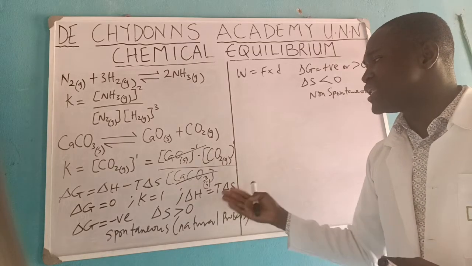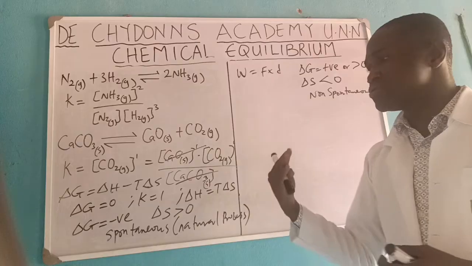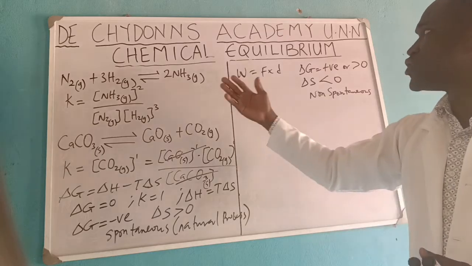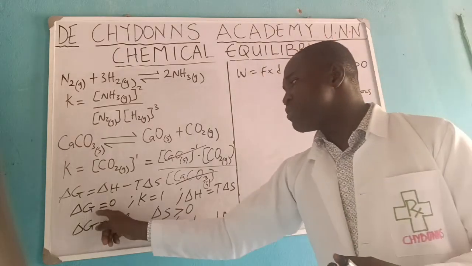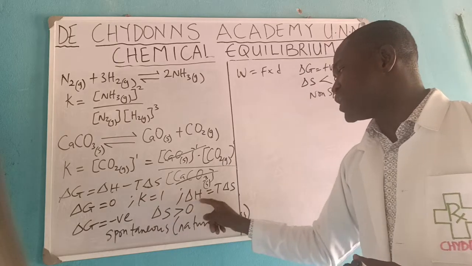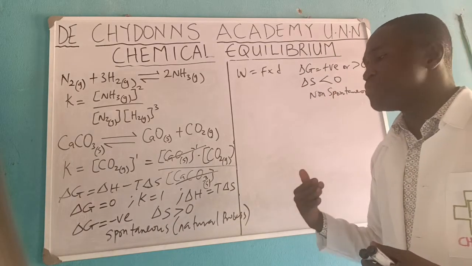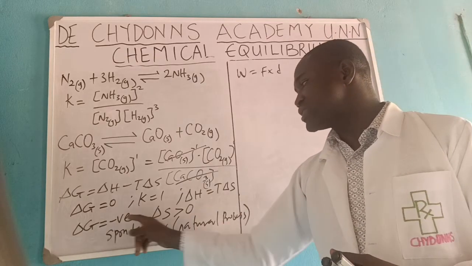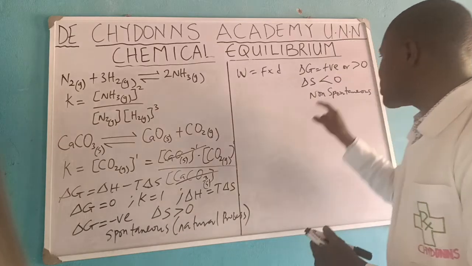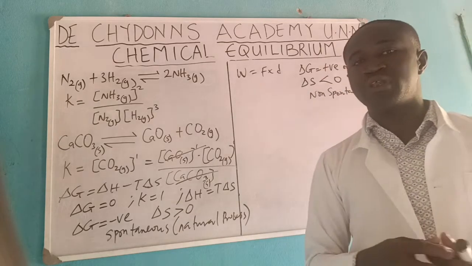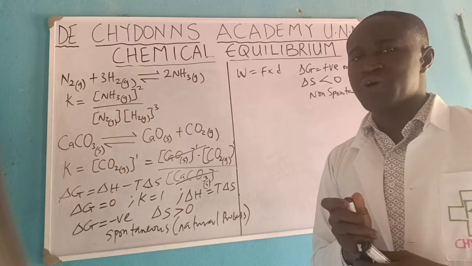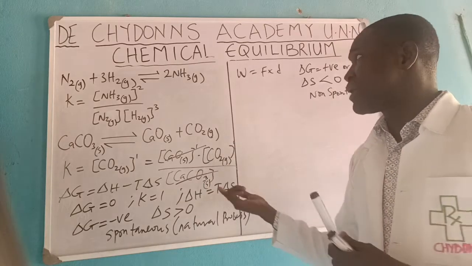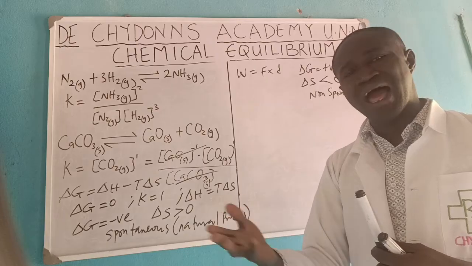So if you are seeing this in your JAMB, in your WAEC, in university, be able to understand the concept very well. For a chemical reaction to reach equilibrium, change in G will be equal to 0, K will be equal to 1, change in H will be equal to this. Then for it to be spontaneous, this is this and this is this. For it to be non-spontaneous, the opposite will be the order of the day. I believe you understand it very well. So if there is anything you do not understand, you can use my DM or my WhatsApp number or the comment box on YouTube and ask your question.